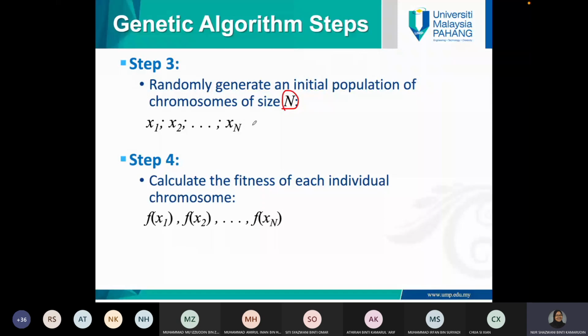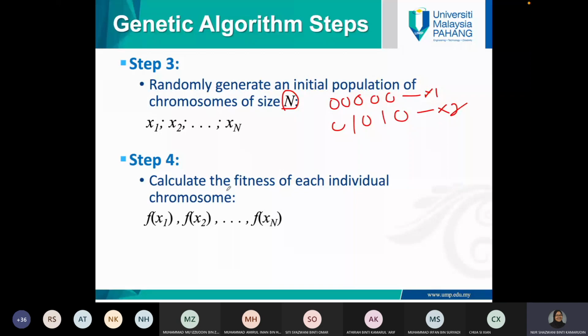Let's say your question says we create 5 binary bit chromosomes of size 30. That means you will create 30 binary sequences, randomly generated.